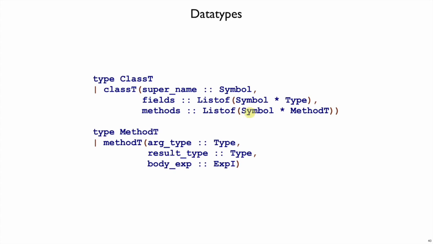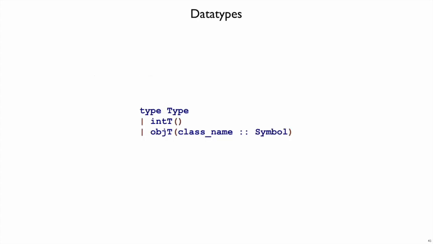And methods, meanwhile, we have the name of the method and a method T instead of just a method. In the method T, we have the body expression as before, but now we also have the argument type and the result type for that method. Note that the body expression can be just an xi. We don't need an xt because we don't use types inside any of our expressions in a class T. So we can reuse just xi for the method bodies.